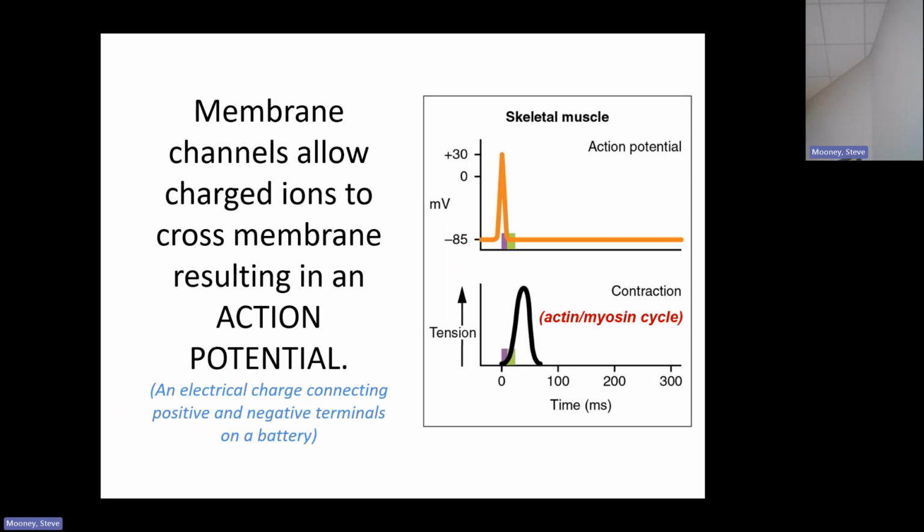If you really want to get technical, and this is beyond what I will test in this class, we have an action potential coming down the nerve, a spike in electricity that has to be transferred over to the sarcolemma. So that action potential is going to release that calcium and allow that contraction to occur.